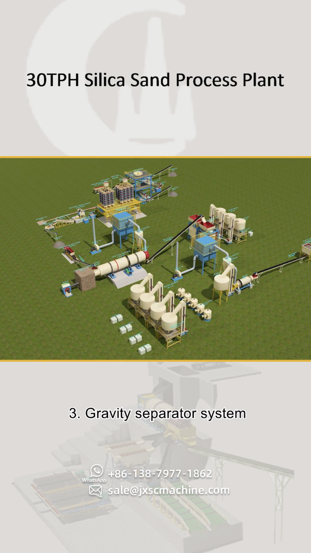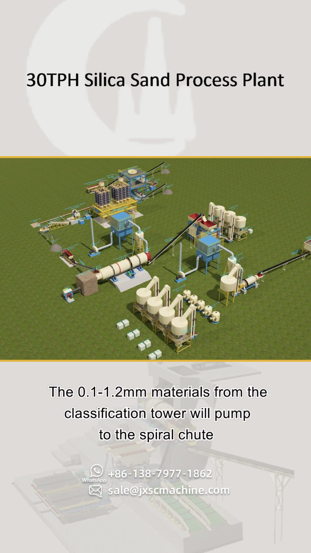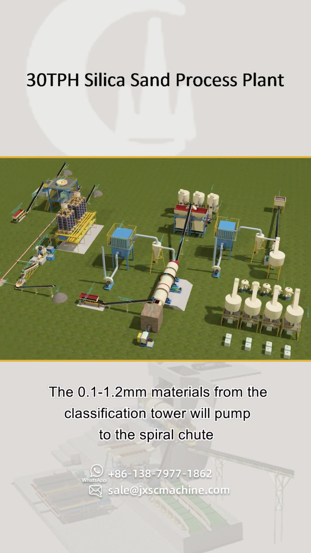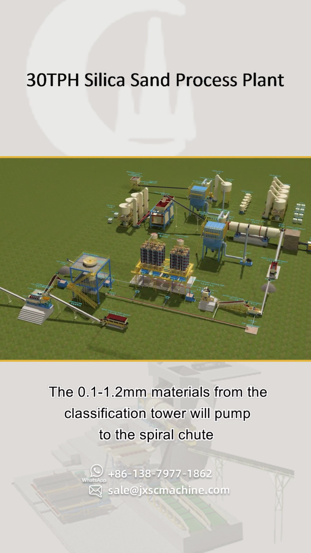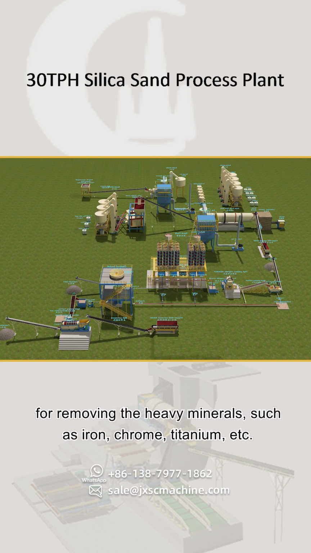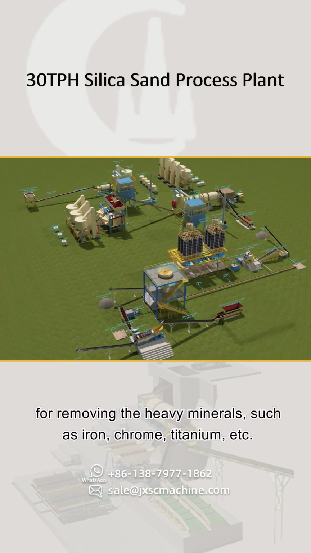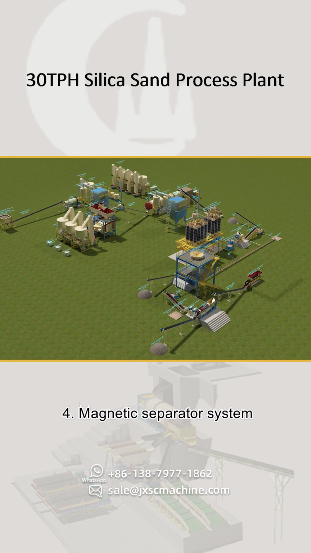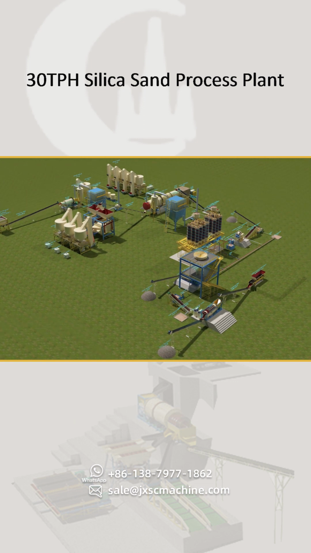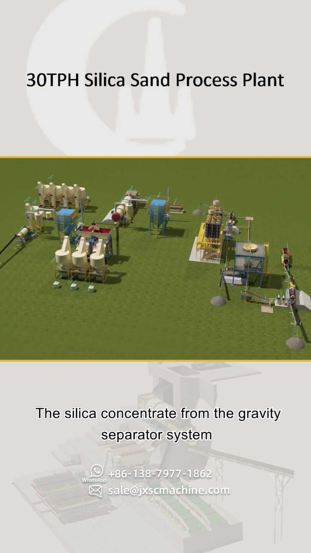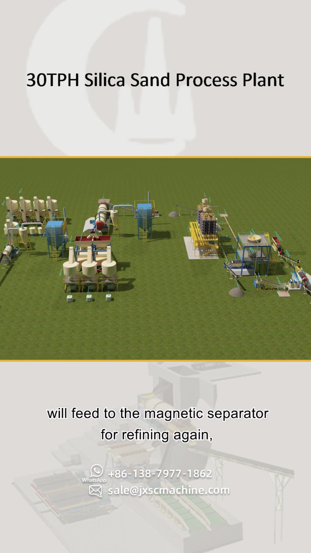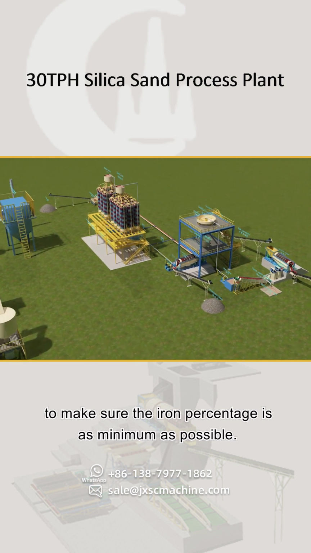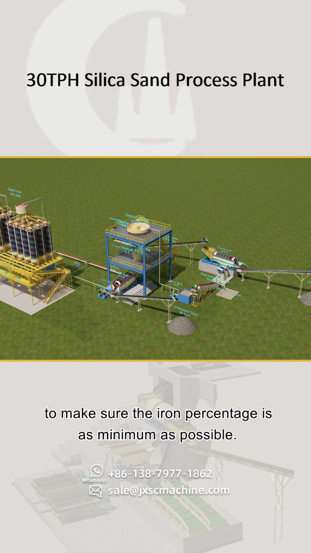3. Gravity separator system. The 0.1 to 1.2 mm materials from the classification tower will be pumped to the spiral chute for removing the heavy minerals, such as iron, chrome, titanium, etc. 4. Magnetic separator system. The silica concentrate from the gravity separator system will feed to the magnetic separator for refining again, to make sure the iron percentage is as minimum as possible.